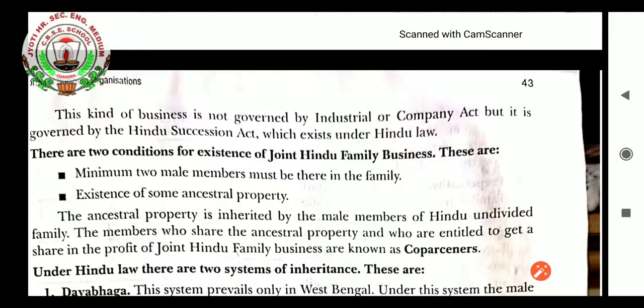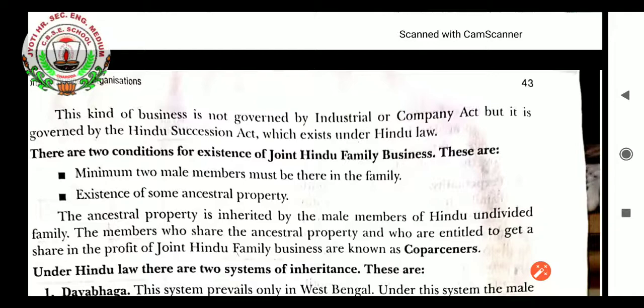There are two conditions for running this Hindu undivided family business. First of all, we will learn the conditions. Very first, minimum 2 male members must be there in the family. Existence of some ancestral property must be there to run this joint Hindu undivided family business. The ancestral property is inherited by the male members of the Hindu undivided family. The members who share the ancestral property and who are entitled to get a share in the profit of the joint Hindu family business are known as coparceners.